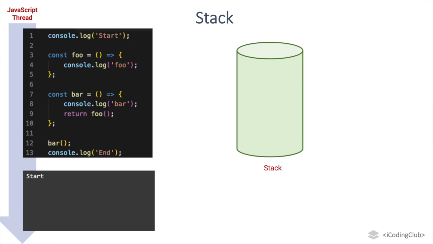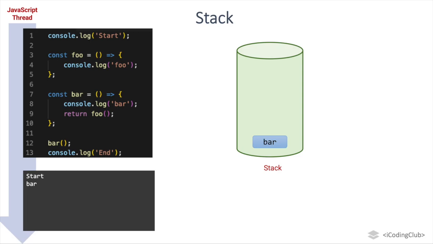And as soon as JavaScript comes to line number 12 and executes bar, the stack comes alive, and it puts bar as the first element on the stack. We enter into the bar function. We see that there is a console log, so that should get printed next.